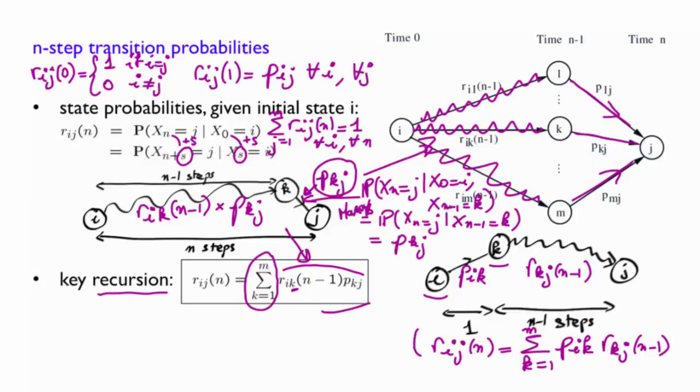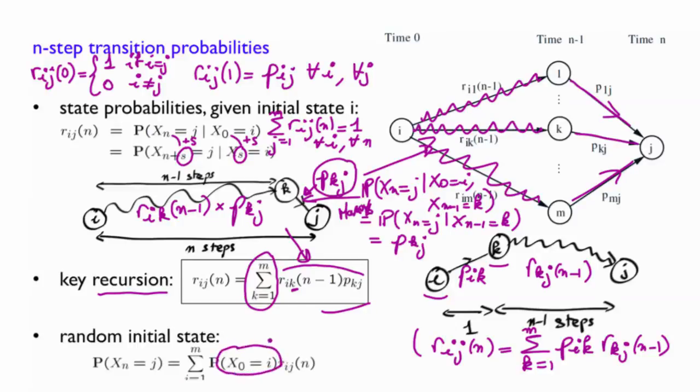Finally, note that if the initial state is itself random, that is, given by a random distribution, this is the initial distribution on the state, then the state probability distribution after n steps will be given by this formula. This is the state distribution after n steps, is simply that. And this is yet again an application of the total probability theorem.